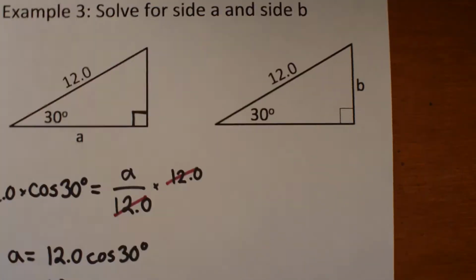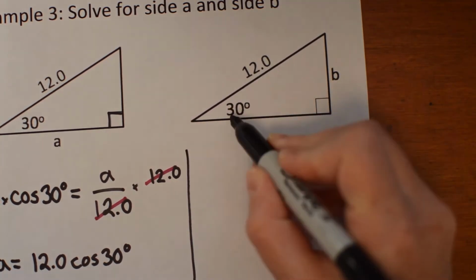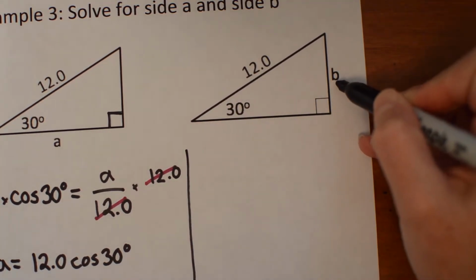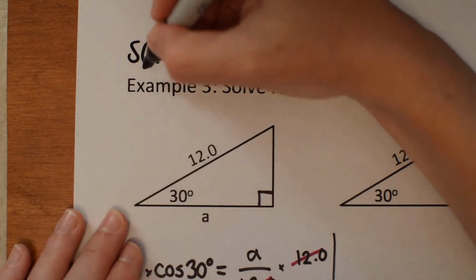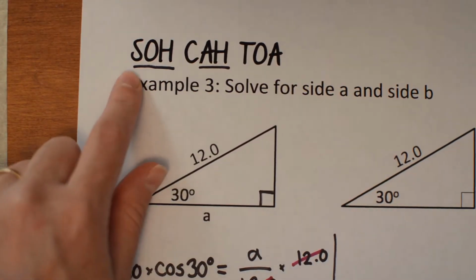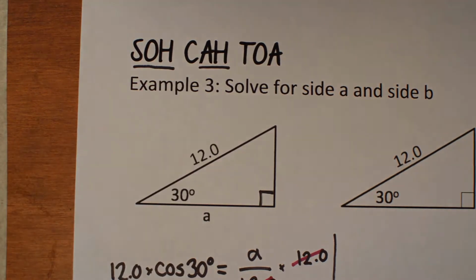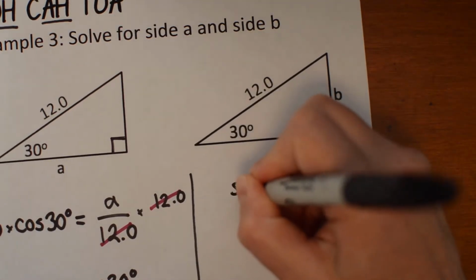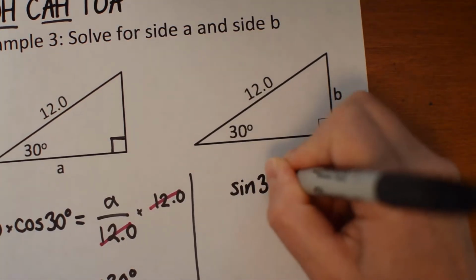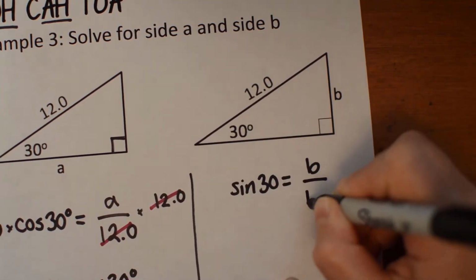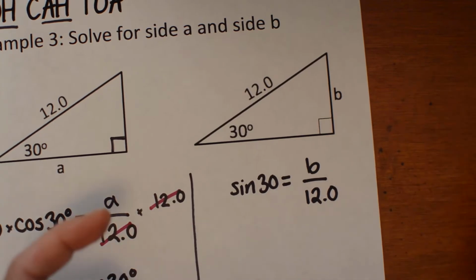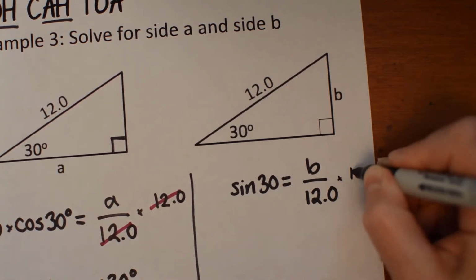All right, this one, same idea. In this case, I want to know the opposite side, and I know the hypotenuse, and I know an angle. So it sounds like I should probably use the sine trig ratio because I want opposite, I know hypotenuse. So I'll write down that sine of my angle 30 degrees is that opposite side, which is B, divided by 12. Same way we need to rearrange as before, multiply both sides by 12.